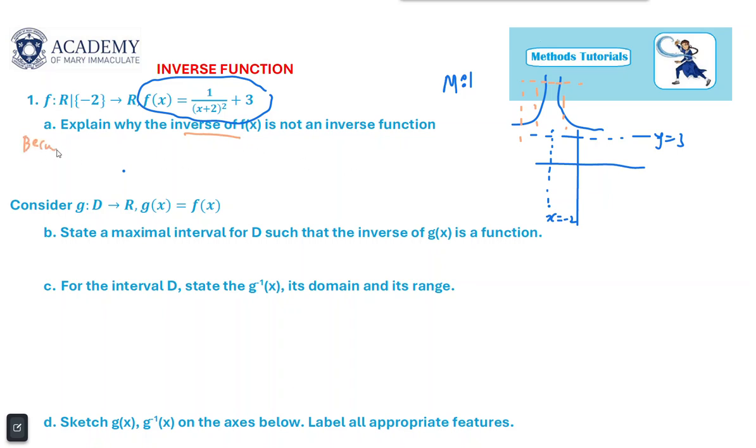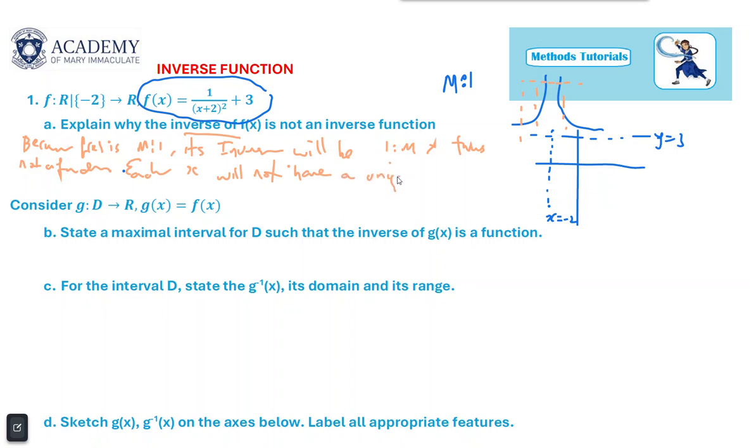Because f of x is many to one, its inverse will be one to many, and thus not a function. Each x will not have a unique y value.